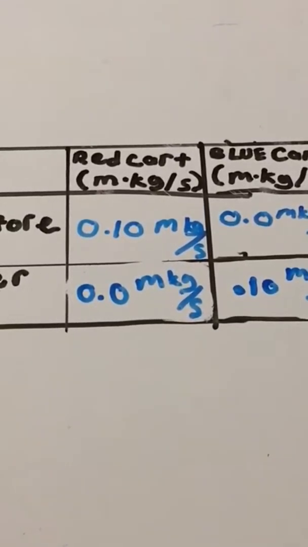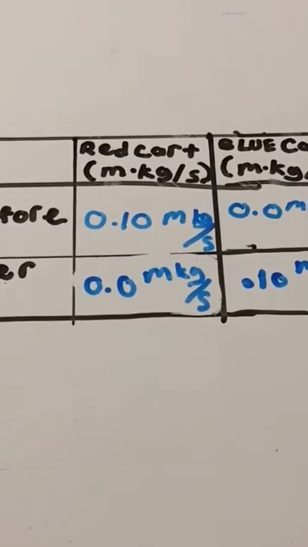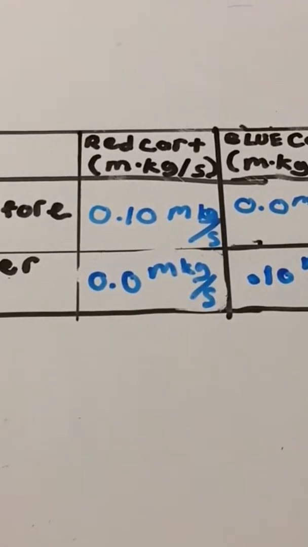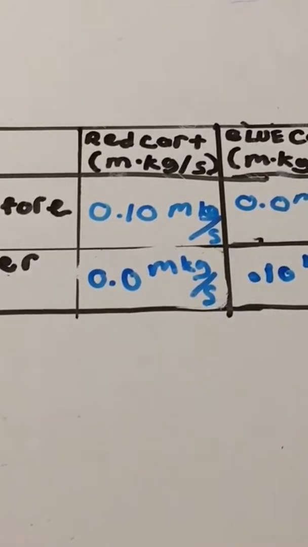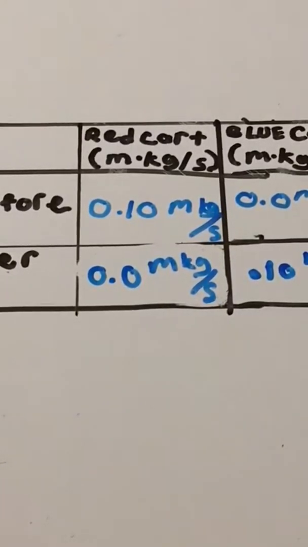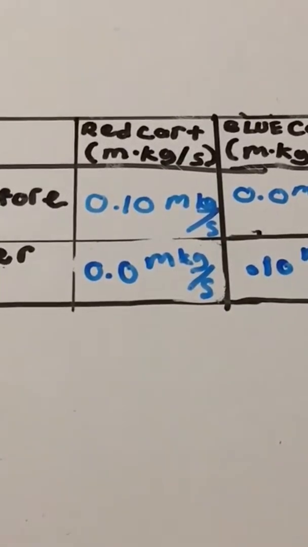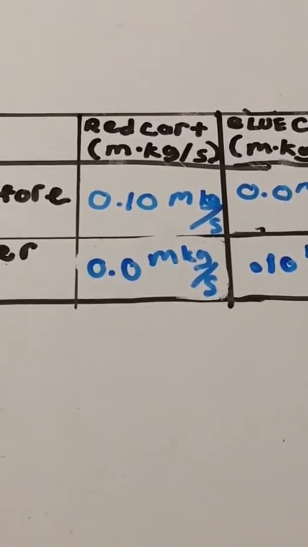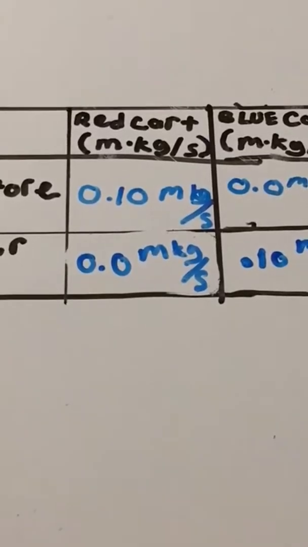When we look at our data for momentum before the collision, our red cart has 0.10 meters times kilograms over seconds. The blue cart has 0.0 meters times kilograms over seconds. When we add the total of both carts together, we get 0.10 meters times kilograms over seconds.